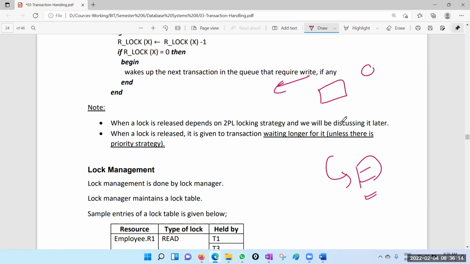Because maybe some other transaction has also taken the read shared lock and they have still not released it. When the lock count is 0 only, the transaction waiting for the exclusive lock will be notified in the queue. The first one in the queue will be notified. Okay.